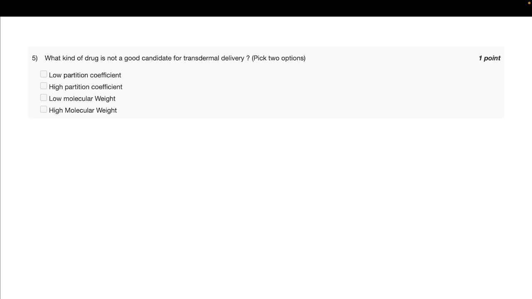Okay, someone else is also answering the same, 1 and 4. Any other answers? Thank you all for responding. No? Okay. Yeah, both of you are correct. The correct answer is low partition coefficient and high molecular weight.